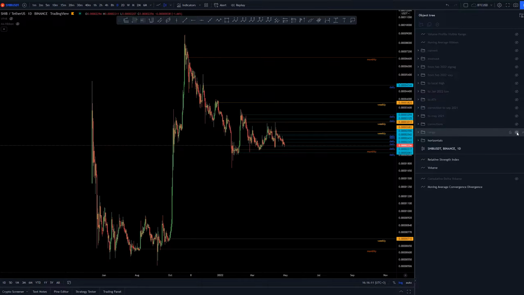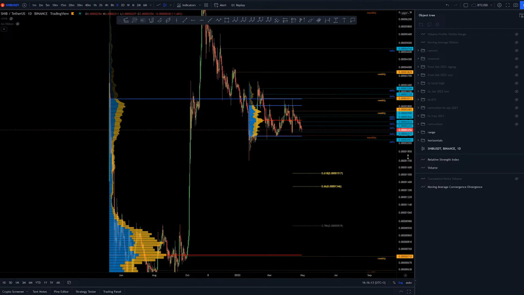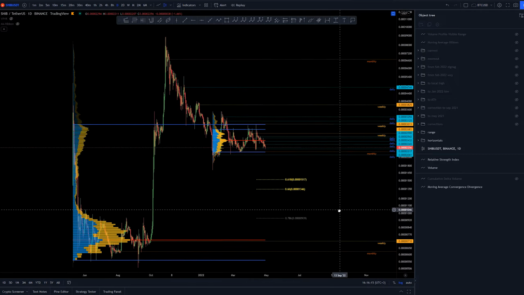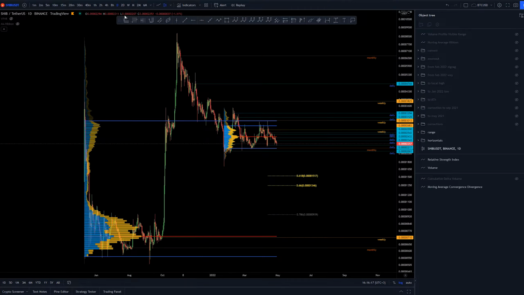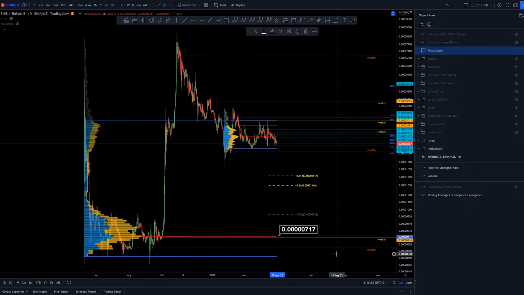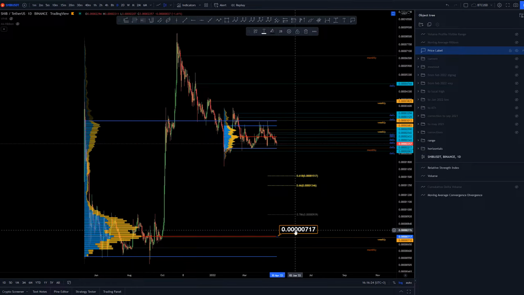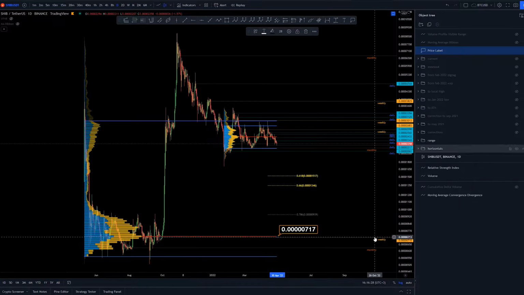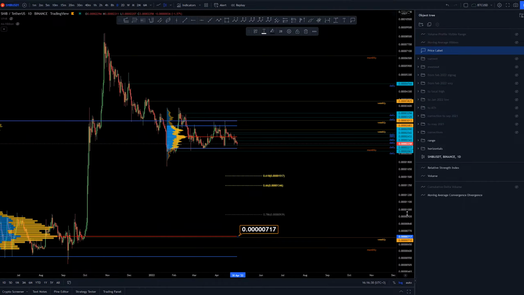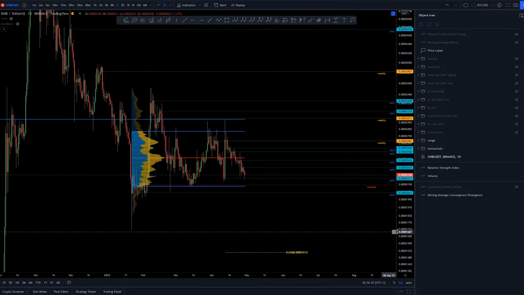So first, check out some major levels. Obviously on a large time frame, we're on a daily time frame right now. We've got a major point of control down here. This is 5 zeros and 717 with a weekly there as well. Now a closer time frame.